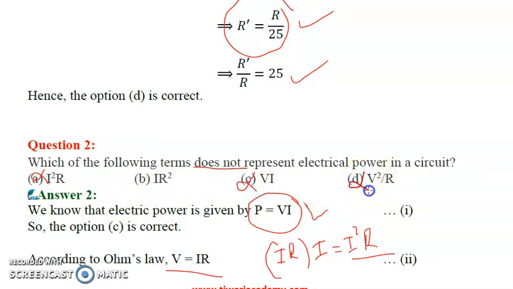This is also true. P is equal to V square upon R. You can refer to your previous videos. We derived this formula, P is equal to V square upon R. So this won't be the answer as well. So option number B would be the answer, I into R square. Okay.